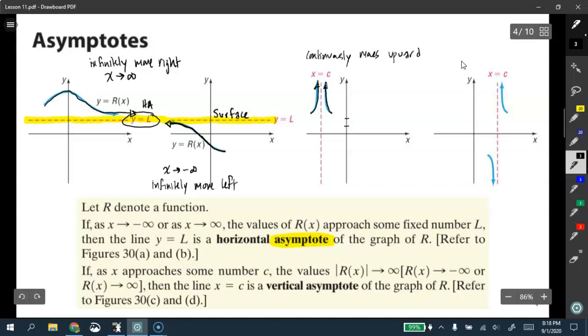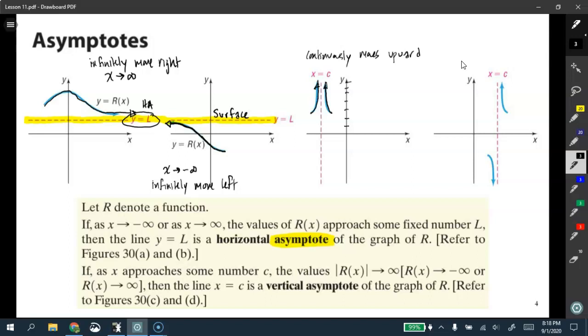Y equals 1, y equals 2, y equals 3, y equals 4, so on and so forth. So if you think about it, if it continuously moves upward forever, what we can say is it's infinitely going to move upward. All right, I won't write that down, but just understand it to be that way.